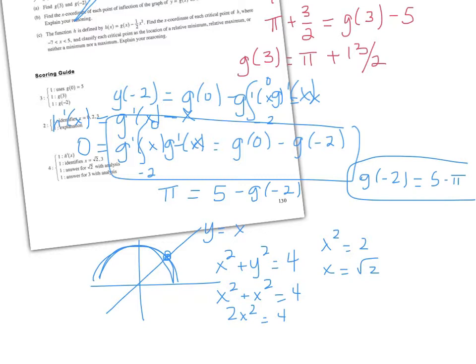So you get 1 point for identifying, or for finding h prime. So we did that. We found h prime was g prime minus x. You get 1 point for identifying that it'd be square root of 2 and the point 3, 3. 1 point for your answer of square root of 2 with all the work, and 1 point for the answer of 3 with analysis. So we didn't actually write out x equals 3 as well.